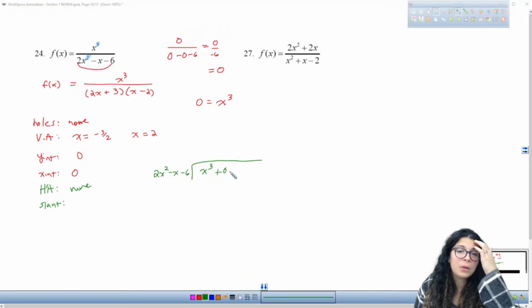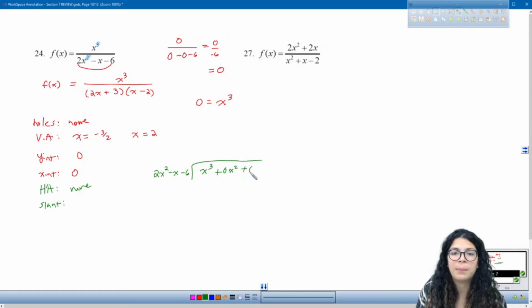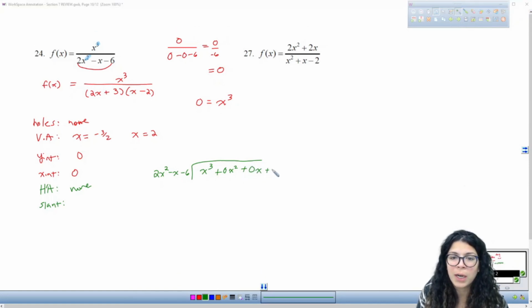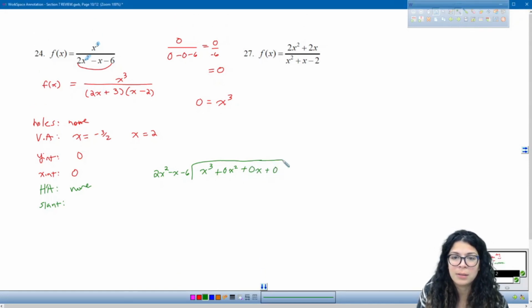Now, remember, we need zeros for placeholders, so I'm going to go ahead and put in a 0 for the quadratic term, the linear term, and the constant term. Then we can go ahead and divide, right? x cubed divided by 2x squared would be 1/2 x.